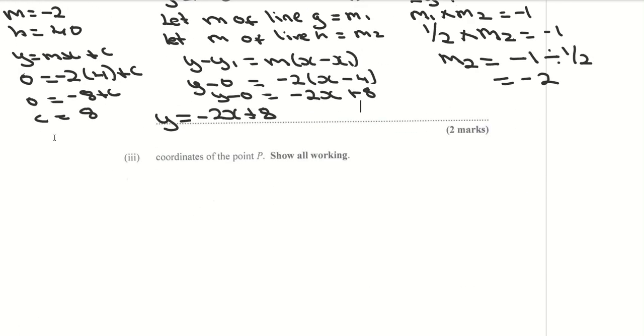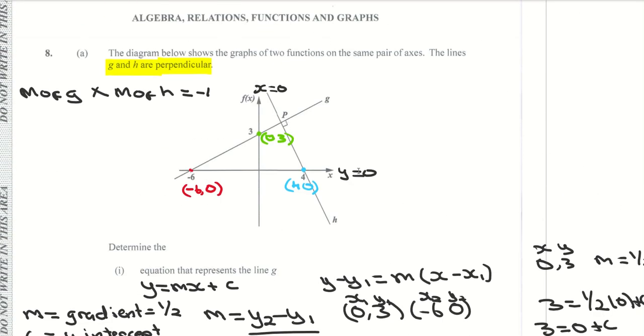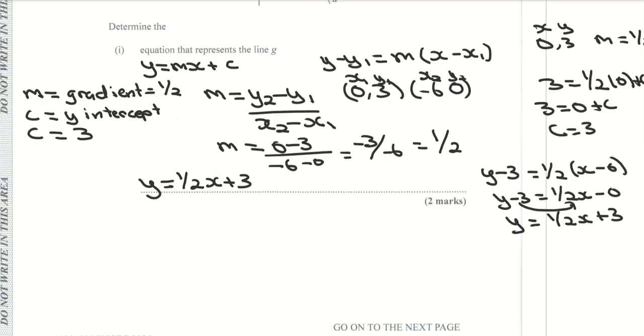Now they said the coordinates of P. What is P? P is when these two lines intersect. So what you're going to do is use your two equations. So y is equals to -2x plus 8, and the next one is y is equals to half x. What was the equation? Plus 3.